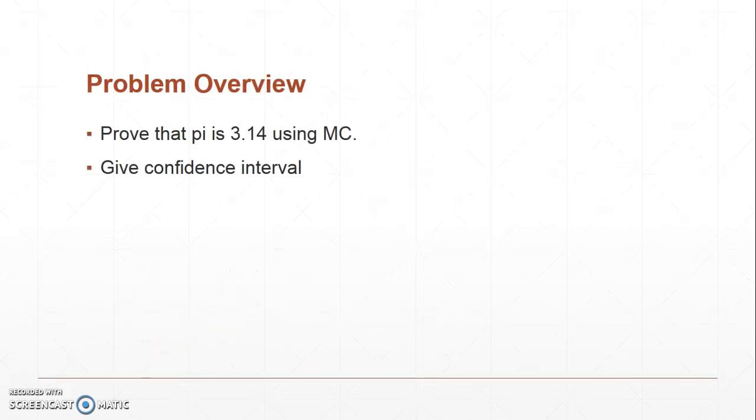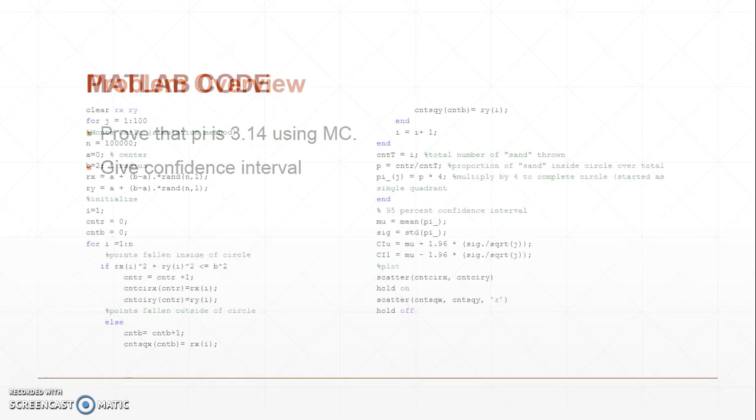So for this problem, we are supposed to prove that pi is 3.14 using Monte Carlo, and then give a confidence interval for that.